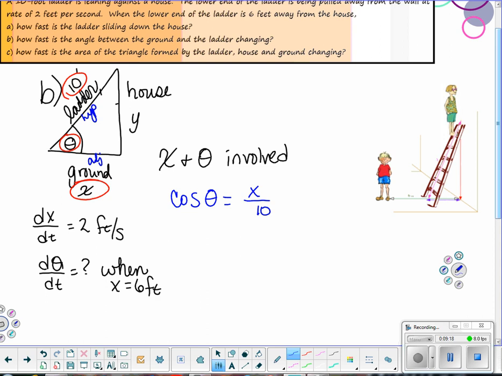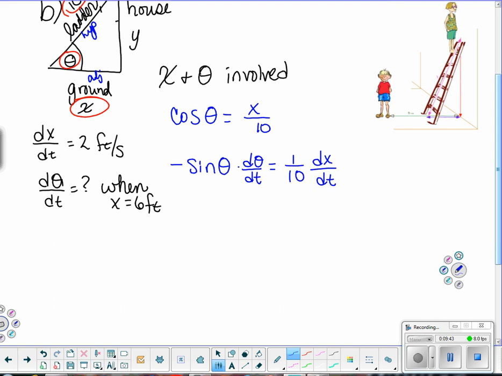The derivative of cosine creates negative sine theta times d theta/dt, because our variable is different than t. And then the derivative on the other side is going to be a 1/10, and the derivative of x will become dx/dt. Now let's plug in what we know and see what we don't know.